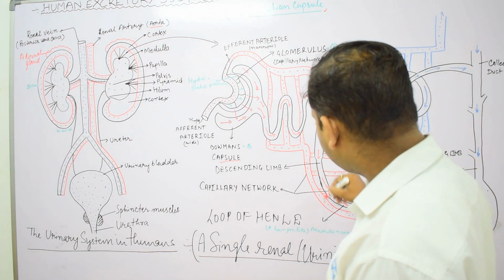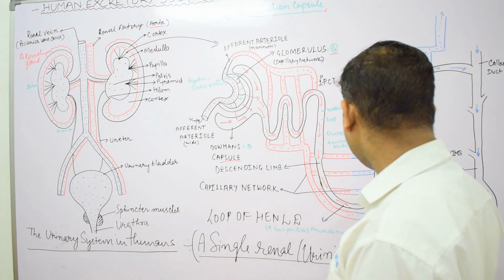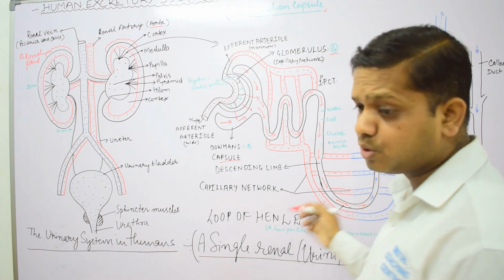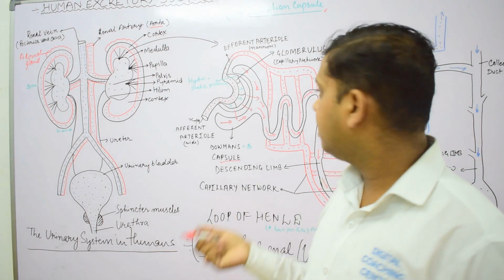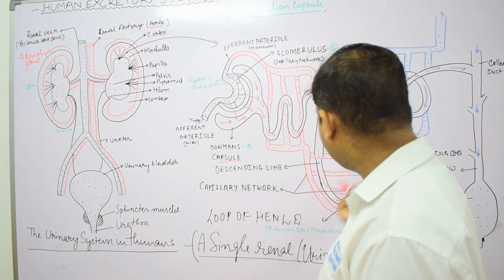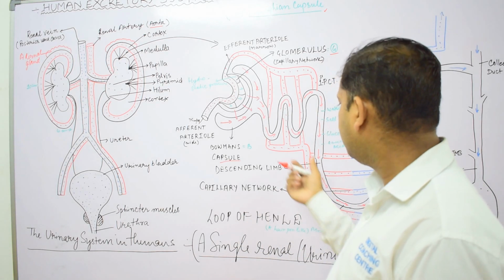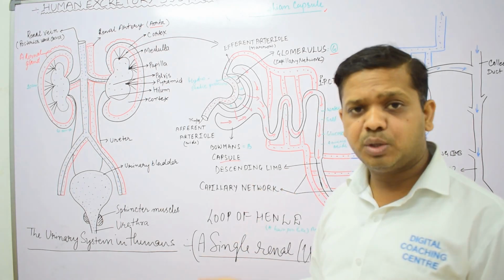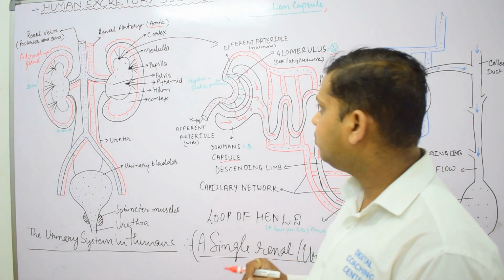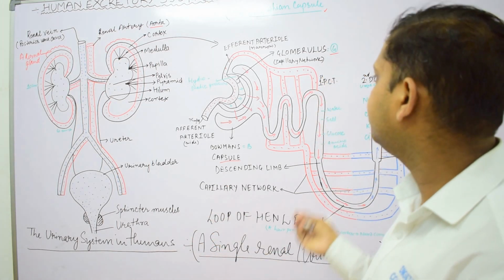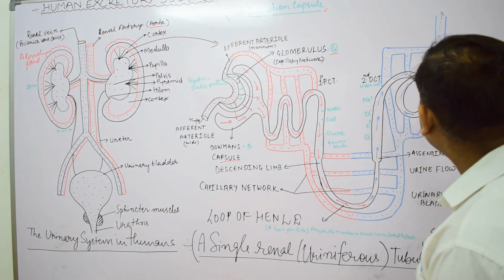This loop is known as your descending loop, which is indicated here. Here is the capillary network side by side. Suppose any essential inorganic or organic mineral is moving toward excretion as an excretory product, but it is required by the body. Then it will be reabsorbed. We will tell you about the functions and how the formation of urine takes place further on.